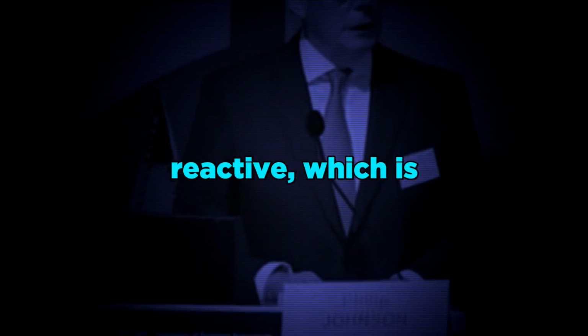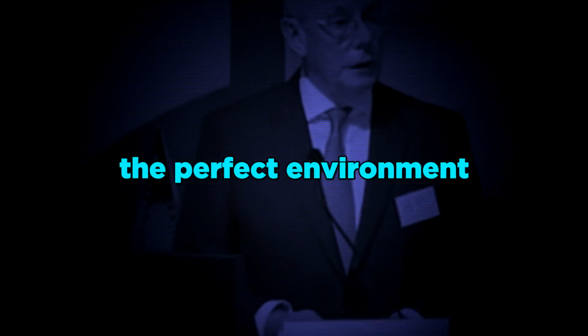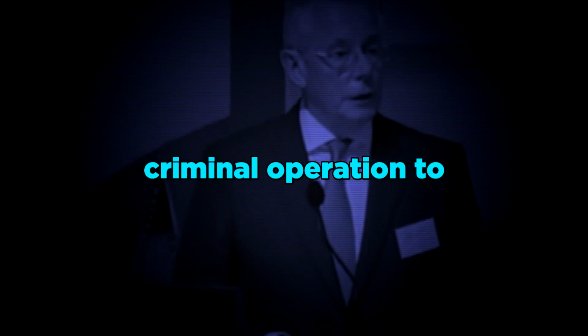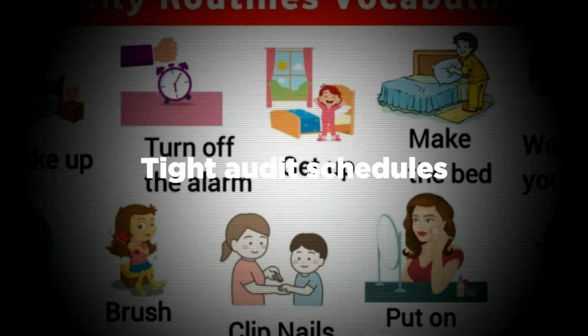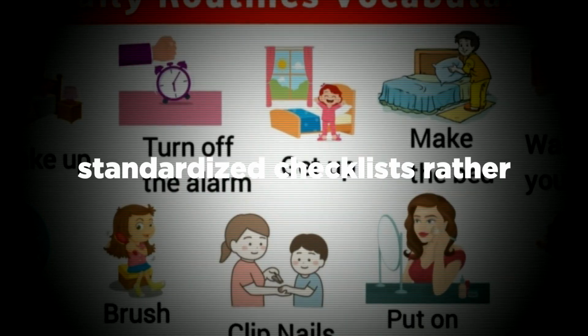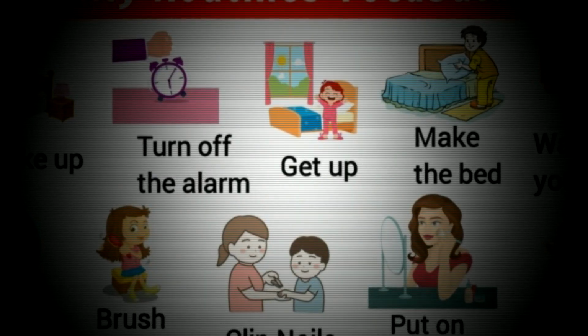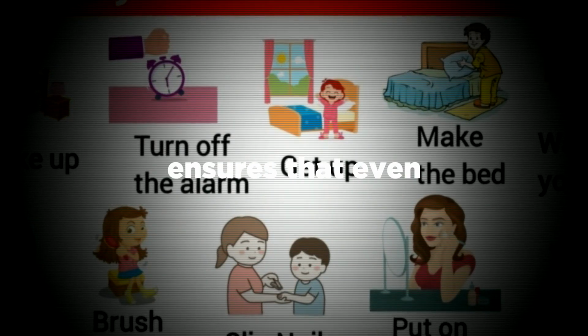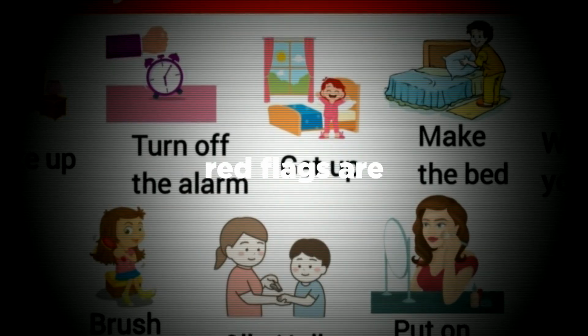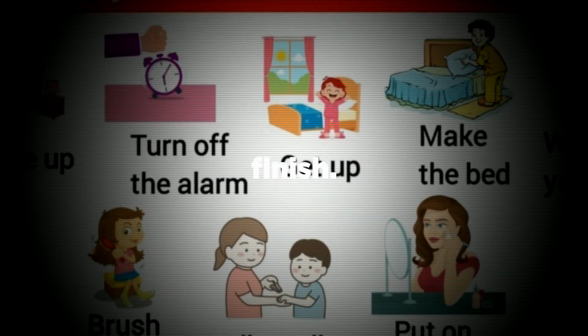Legislation is inherently reactive, which is the perfect environment for a proactive criminal operation to thrive. Tight audit schedules frequently force teams to rely on standardized checklists rather than their own professional judgment. This systematic pressure ensures that even the most obvious red flags are often overlooked in the rush to finish.